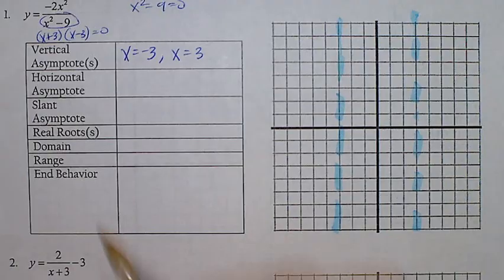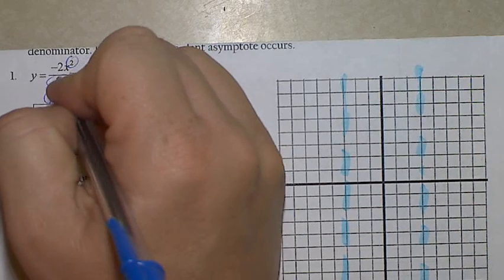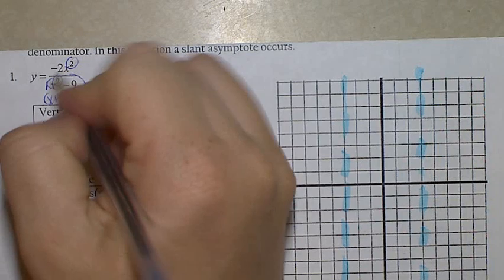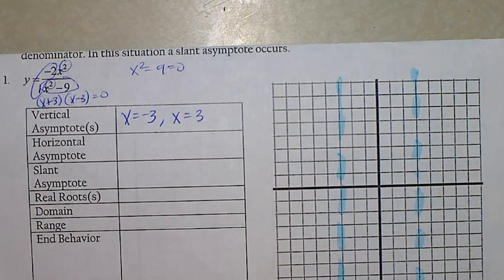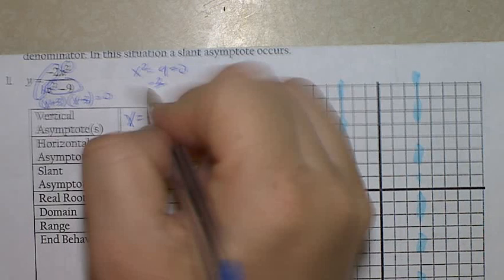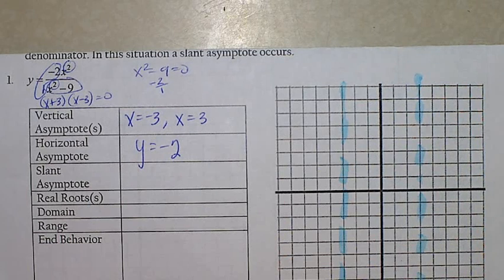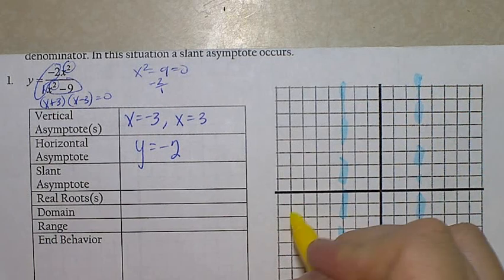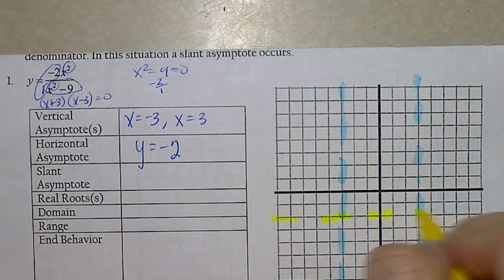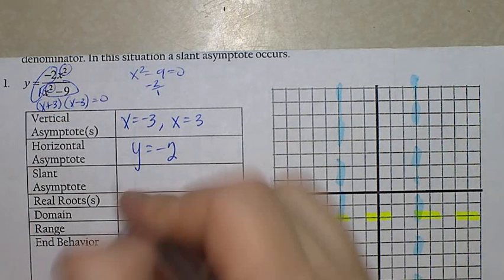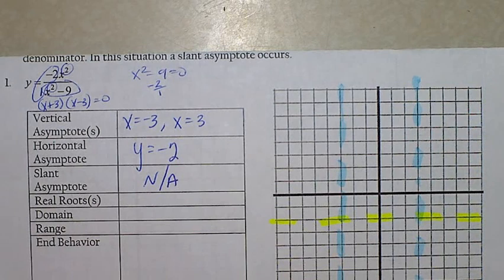Horizontal asymptote. Because the degree on top is equal to the degree on the bottom, we take the leading coefficient of the top and we divide it by the leading coefficient of the bottom. So -2 divided by 1 is -2. That means the horizontal asymptote is y equals -2. I'm going to go over to y equals -2, and I'm going to graph the horizontal asymptote. There is no slant asymptote. We'll learn about that on the back page, and we'll learn when that occurs.